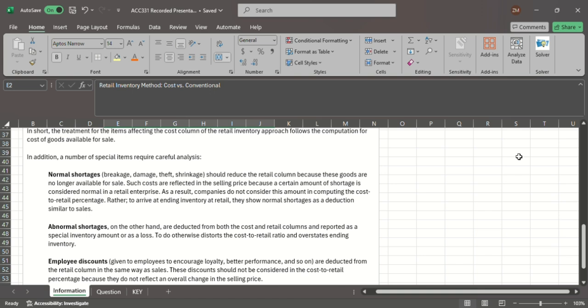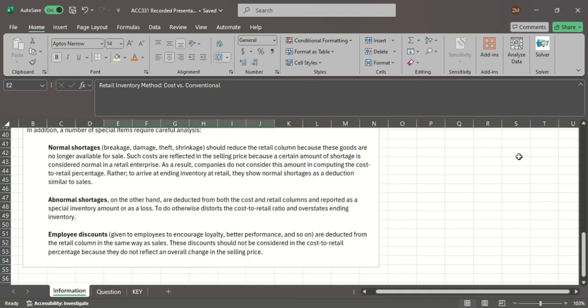Rather, to arrive at ending inventory at retail, they show normal shortages as a deduction similar to sales. Abnormal shortages, on the other hand, are deducted from both the cost and retail columns and reported as a special inventory amount or as a loss. To do so otherwise distorts the cost to retail ratio and overstates ending inventory.